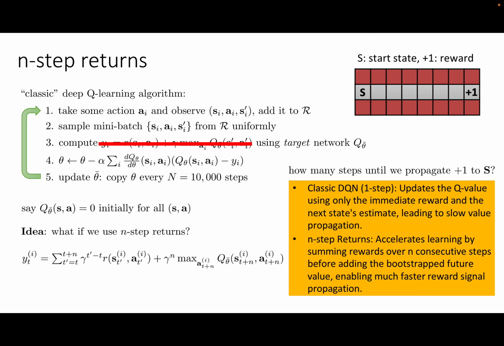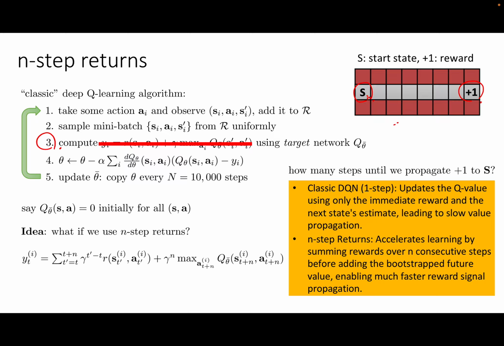And n-step returns. That is something different. Here we have the classic deep learning algorithm, the things that we've studied so far. And n-step returns try to compute y in a different way. You can see this figure: S is the start state, and +1 is the reward. So from the start state, how can we make our agent know that going right is beneficial?